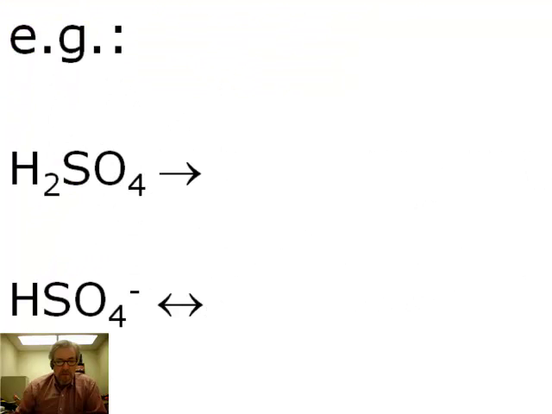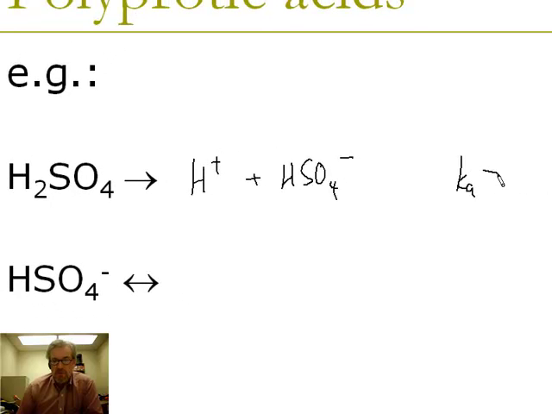An example of that would be H2SO4, a strong diprotic acid. The first step of dissociation is going to yield 1 proton and then the bisulfate ion, HSO4 1-. Ka for this step is huge. It's much, much bigger than 1.